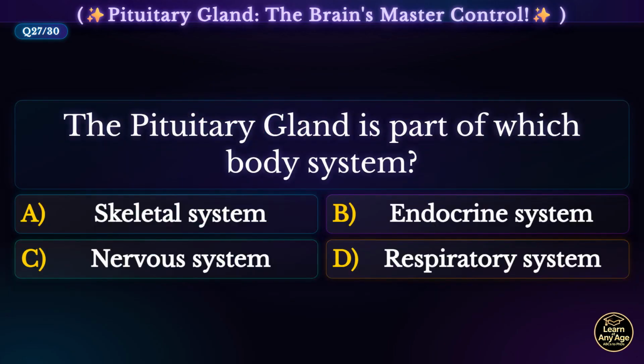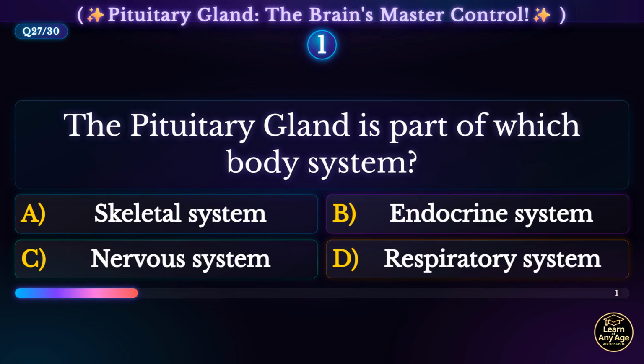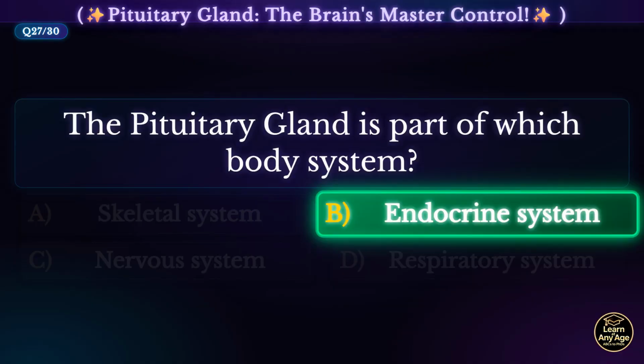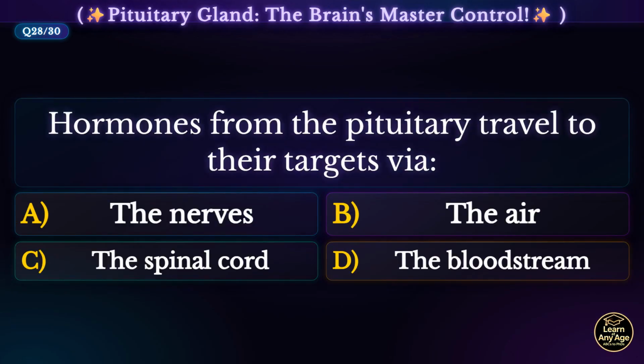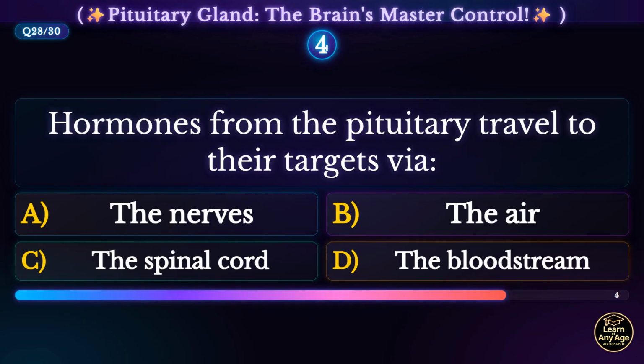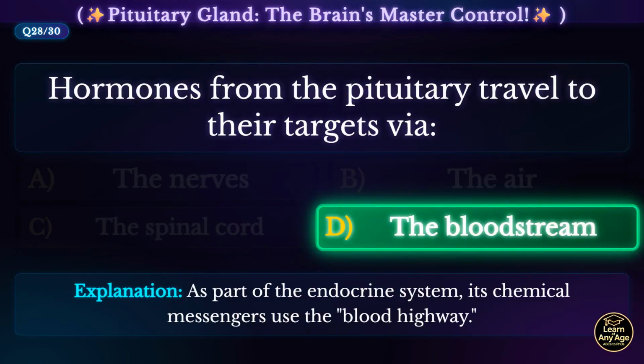The pituitary gland is part of which body system? Endocrine system. The endocrine system consists of glands that secrete hormones. Hormones from the pituitary travel to their targets via the bloodstream. As part of the endocrine system, its chemical messengers use the blood highway.